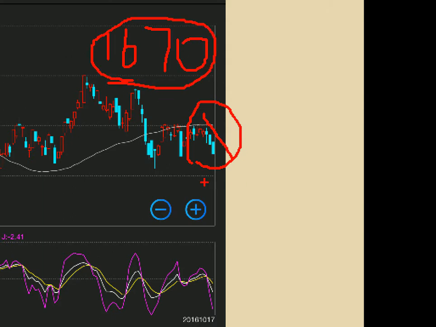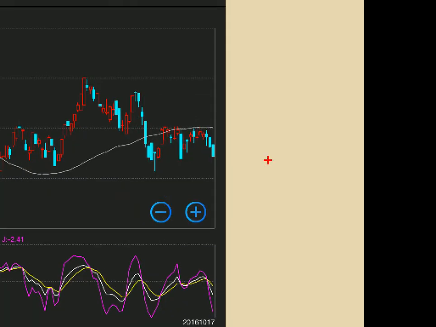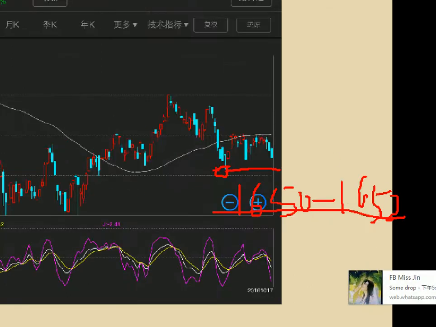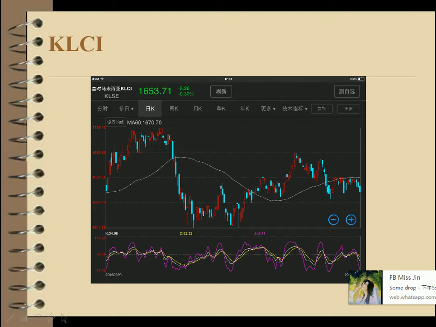And if you want to know the support, okay, the support, actually this area, let me show you the support. Do you pay attention to this low point? Actually, this low point is about 1650 to 1652. Okay, so this is the support. Okay, so let's see the KLCI.